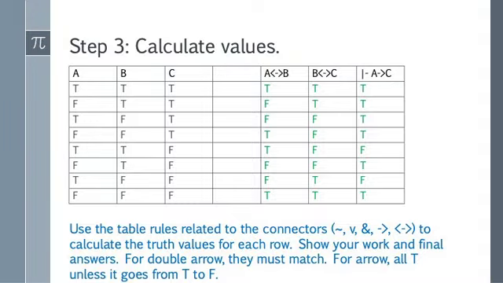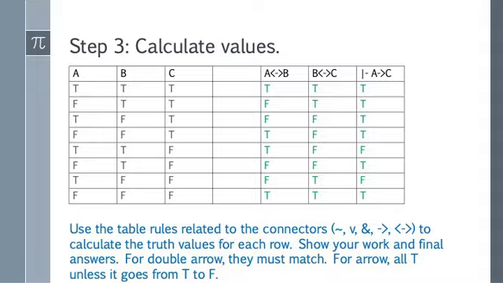Some truth table calculations can be long, so you might want to use small t and small f, and then give your final answer as true or false. In this case, it's pretty simple. For the first column, A double arrow B, remember, the double arrow rule is that they just have to match. So when A is true and B is true, you'll have true. What about the next row? A is false and B is true, they don't match, so it will be false, right? And continue on down the line.